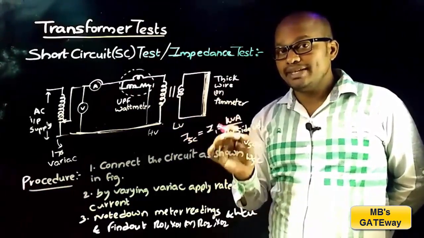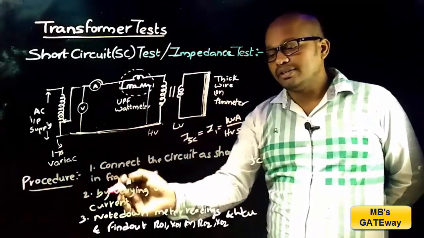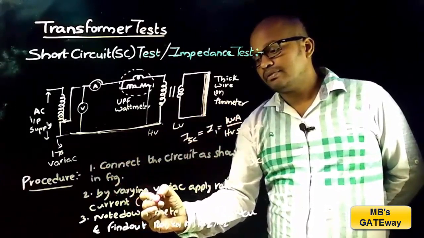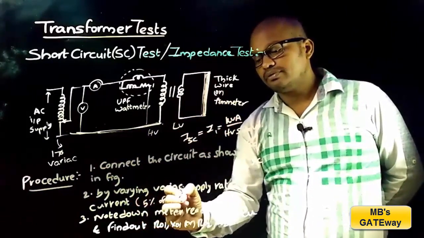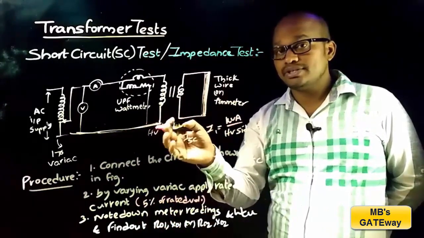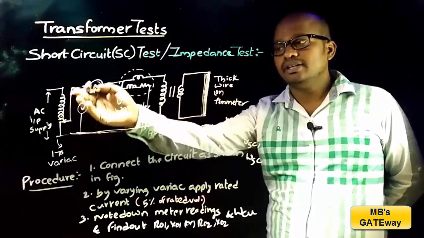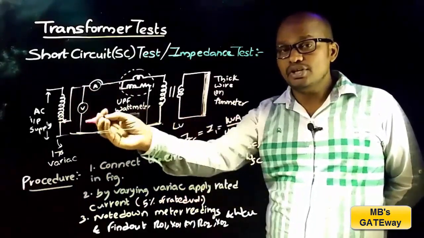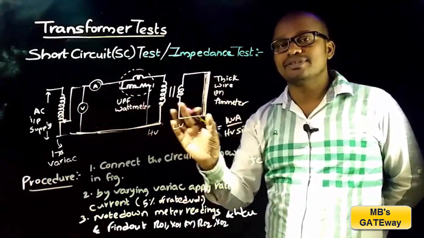And here you must make an important note that the rated current is obtained at 4 to 5% of rated voltage. That is, if suppose the HV side voltage is 100 volts, then the rated current is obtained at 5 volts. That is, very low voltage applied to the HV side.